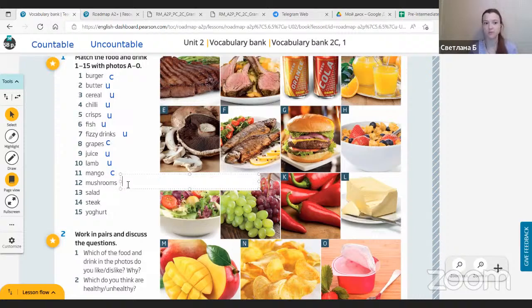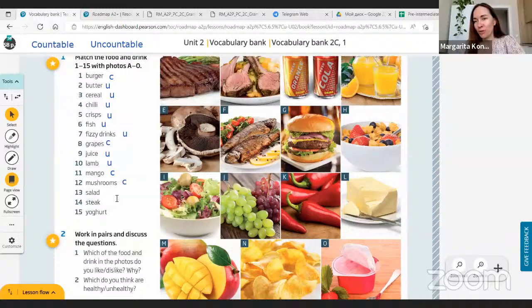Mushrooms, uncountable. Why? Have a look. I see 1 mushroom, 2 mushrooms. And small mushrooms. Yes, they are cut. So mushrooms you can count. Okay, countable. For example, you went to the forest and I ask you, Svetlana, how many mushrooms did you find? And you say, just 2. Yes. So it's countable.